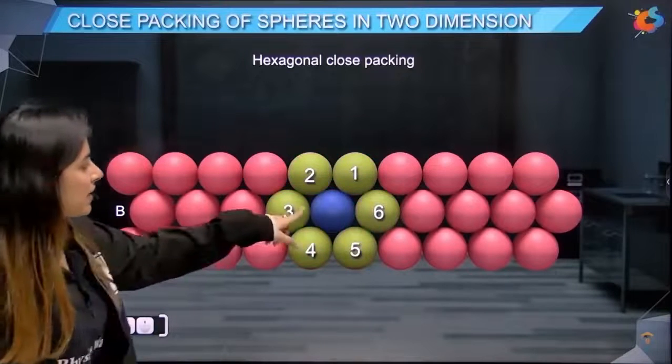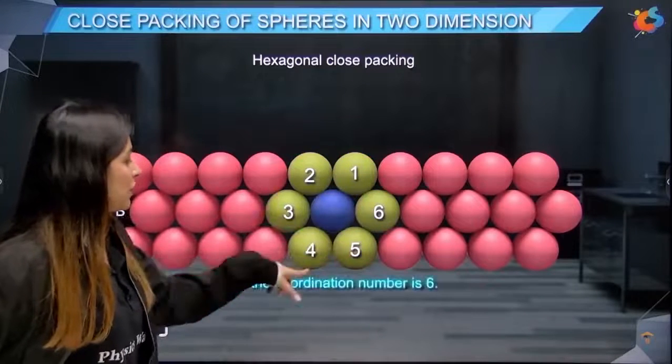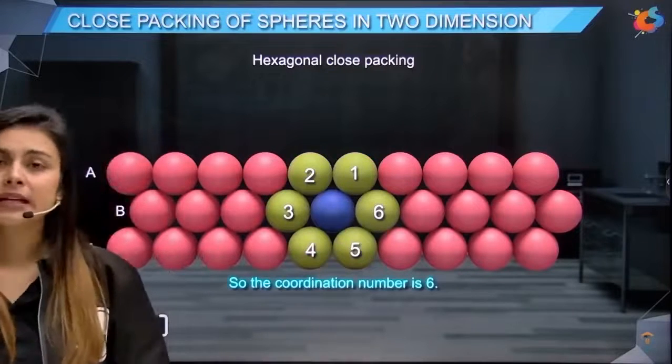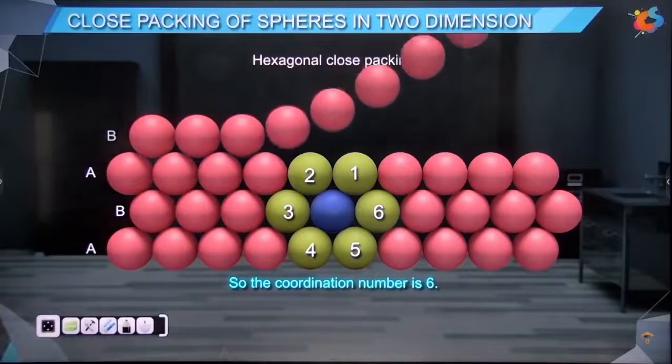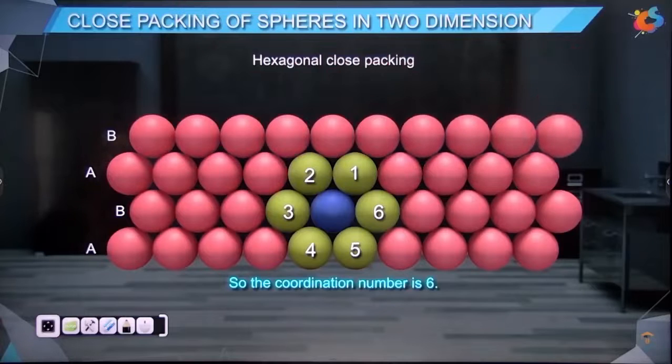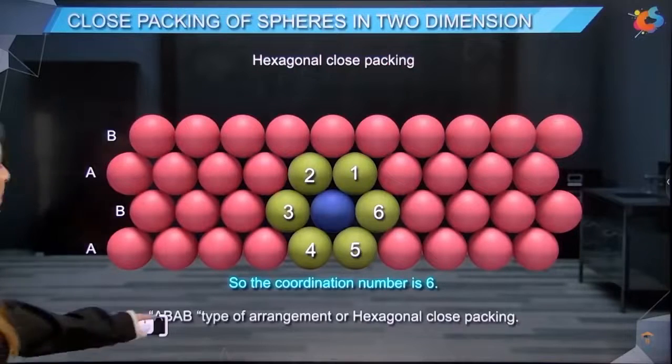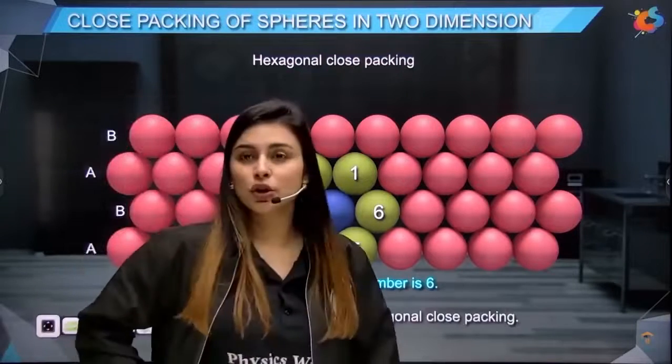And now just see, my dear students, you have 1, 2, 3, 4, 5, 6. How many? 6 atoms are directly connected. So the coordination number is 6. Okay, perfect. Beautiful. Right? Yes. So this is AB type of arrangement of hexagonal close packing.